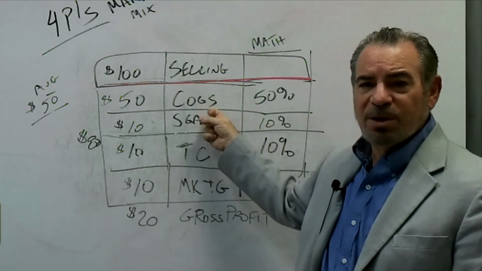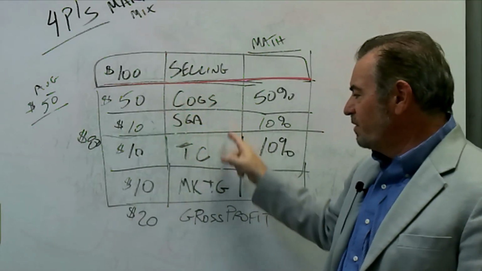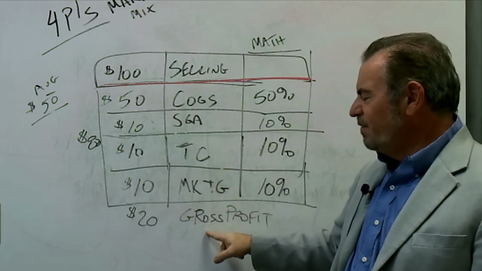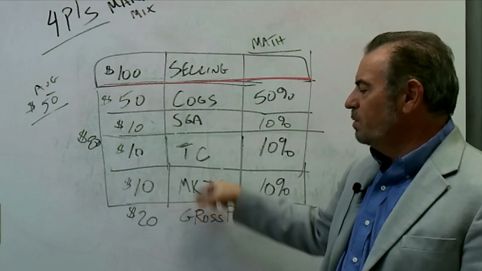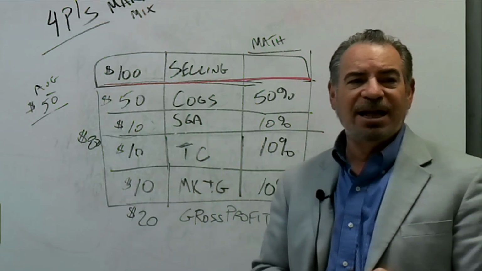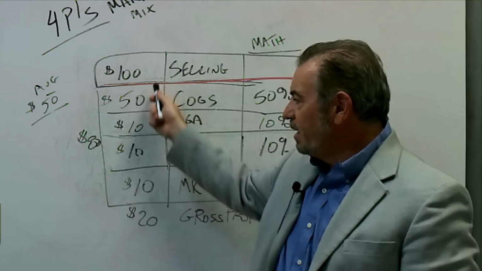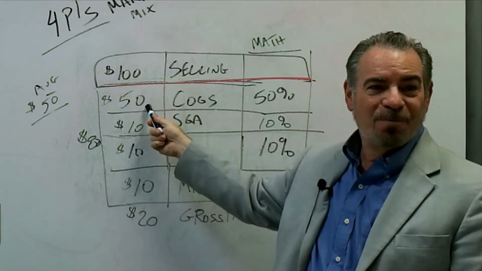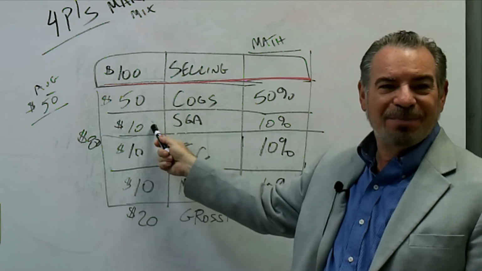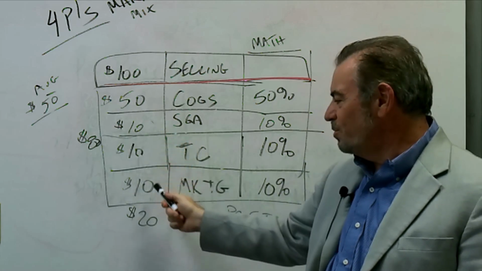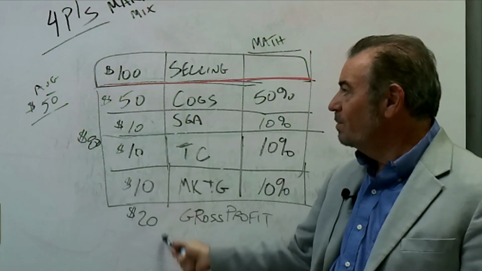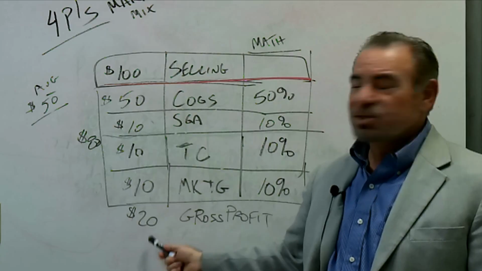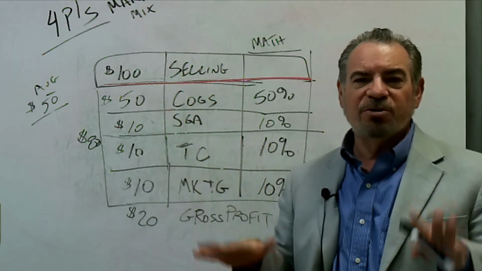Maybe you're buying the product for too much. Maybe you're selling it for too low. Maybe your expenses are too high. And that's what you do. Let's say we have to reduce that price to $80. Now we reduce the price to $80. It still costs us $50 to sell, $10 to manage it, $10 on total cost, and we have to market it for $10. So we reduce it to $80, we make $0. So you have to have an understanding of what your numbers are.